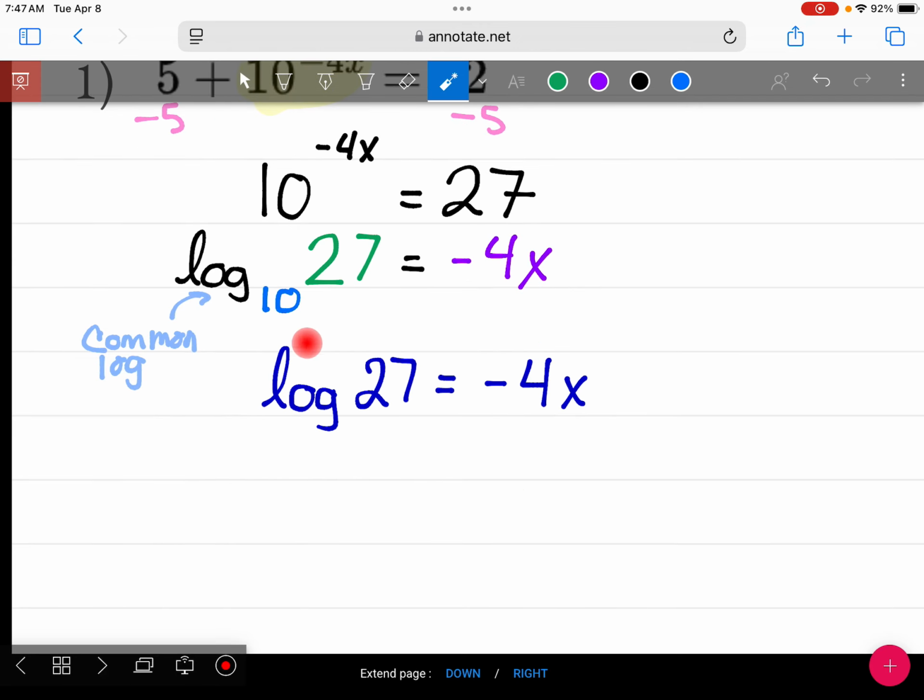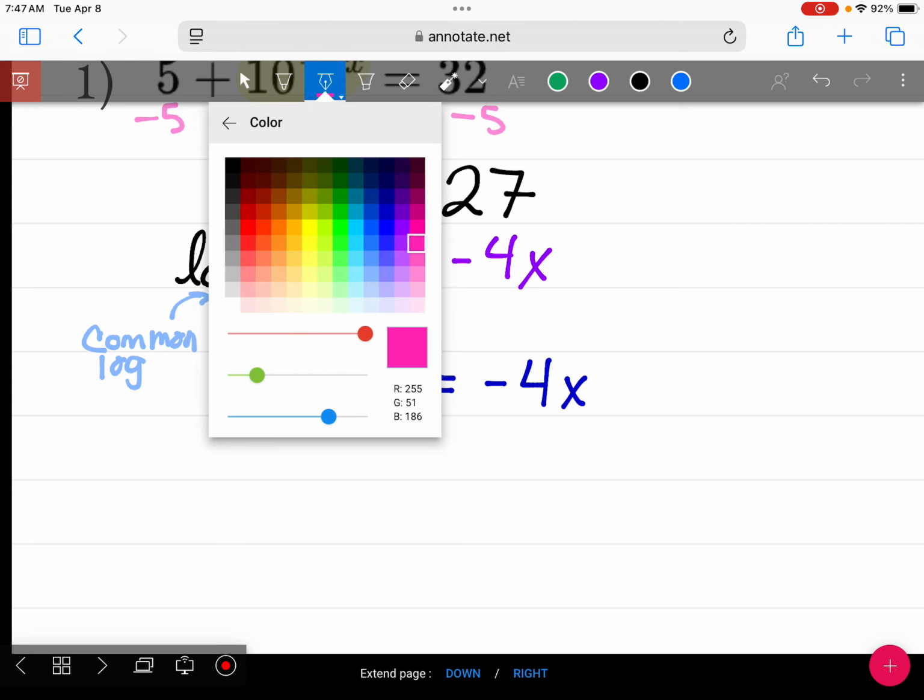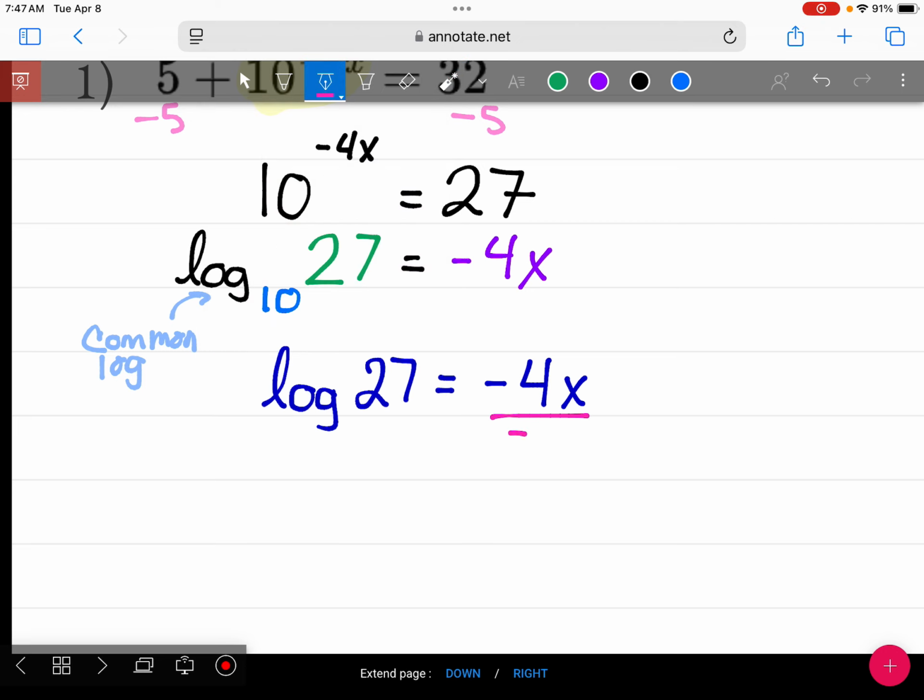So this is a number. It's a super gross number. It's kind of like having a pi or an e here. I'm going to leave it for now. But I still want to get my x by itself. So what do I need to do to that side to get my x by itself? Divide both sides by negative 4, because I want to get that x by itself. So if I divide this side by negative 4 and this side by negative 4, that's going to tell me that my x equals this super gross fraction.